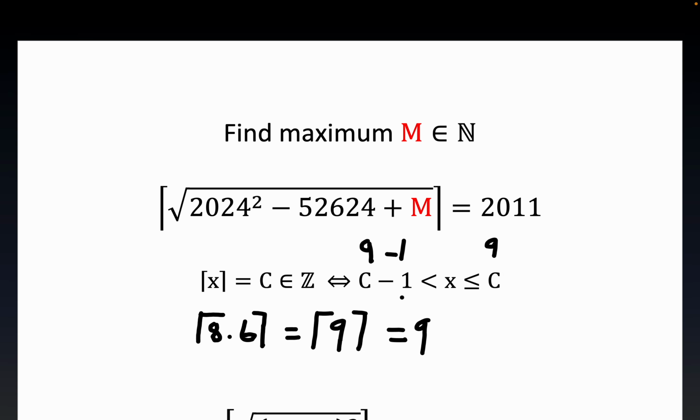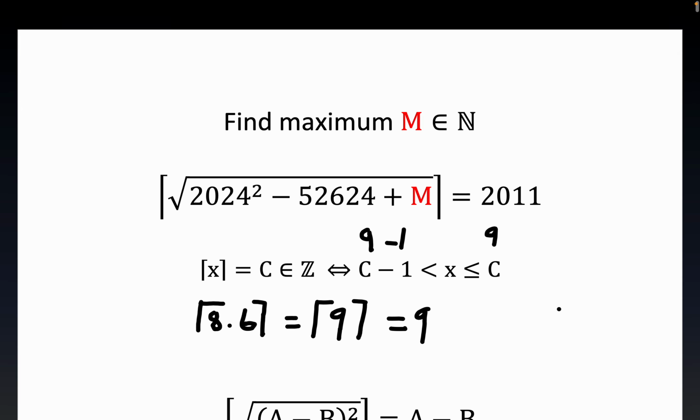And so the ceiling defines a range of real numbers. All the real numbers that are between c minus 1 and c have a ceiling of c. In this case, we're dealing with 9. So let's take a look at how we might solve this problem that involves the ceiling of a square root function. And we are looking for a maximum natural number m such that this ceiling condition holds.